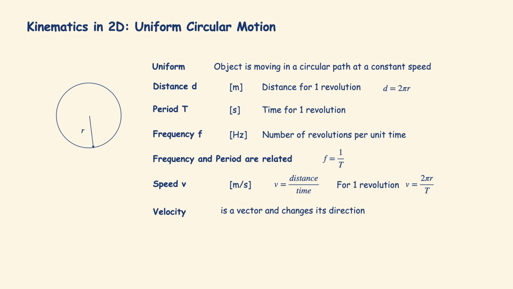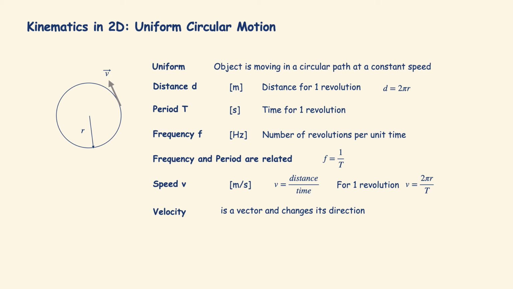Remember, speed and velocity are different. It is true that the magnitude of the velocity is going to be equal to the speed, but the velocity concept has a vector nature. In other words, it is a vector, and so for the circle here, as the object goes around the circle, that vector will change its direction.